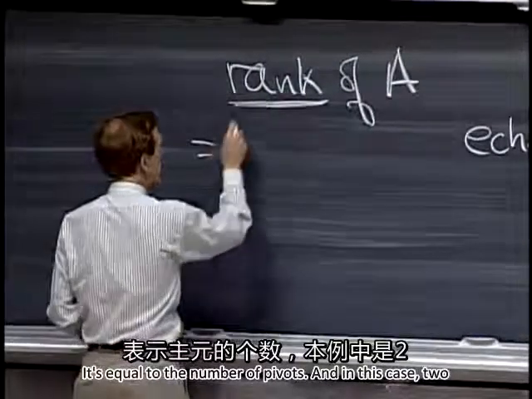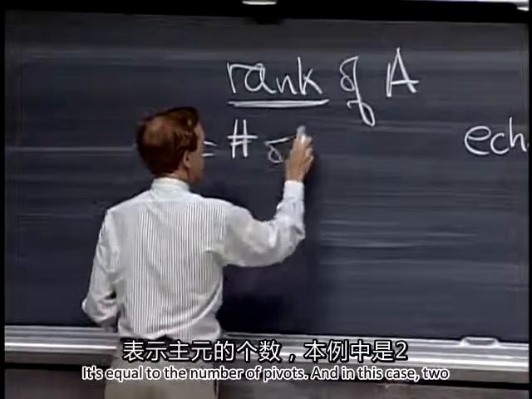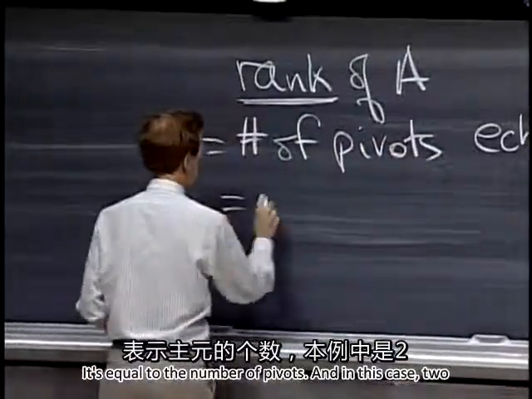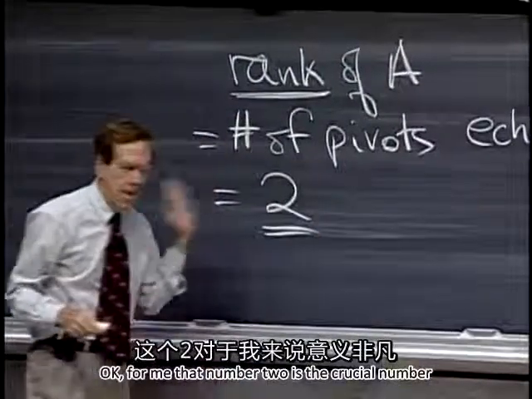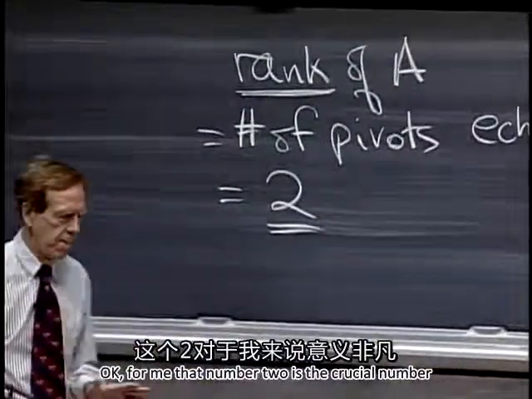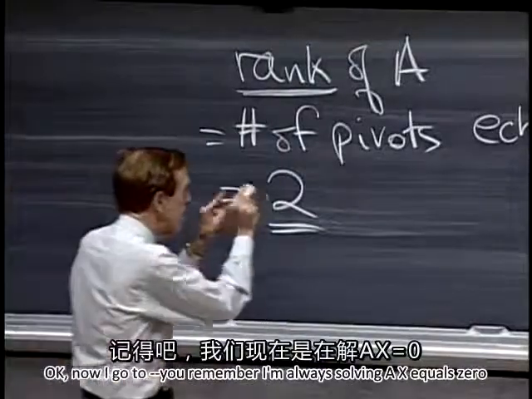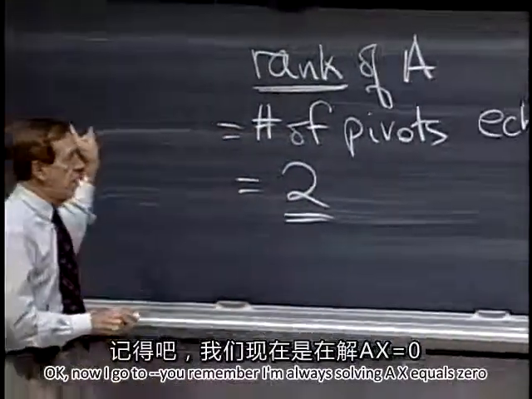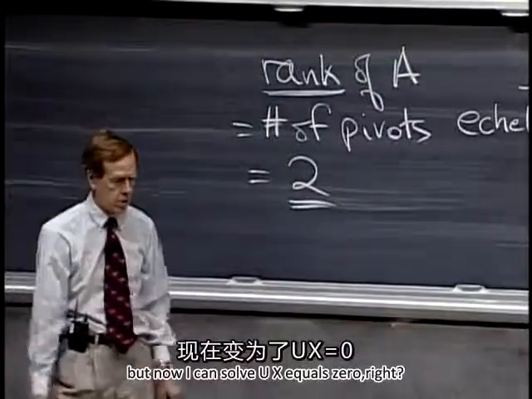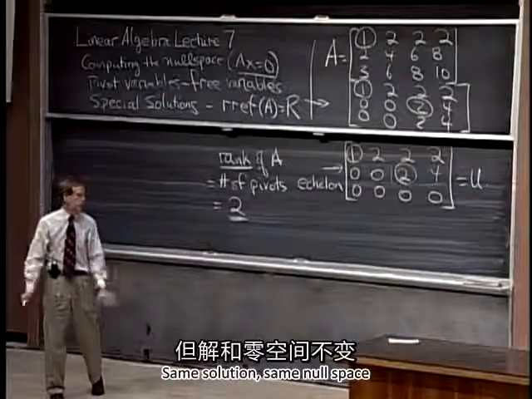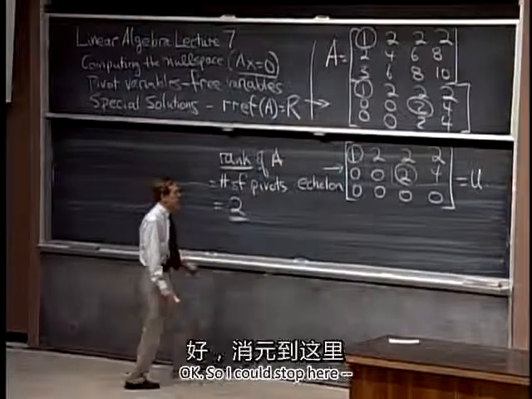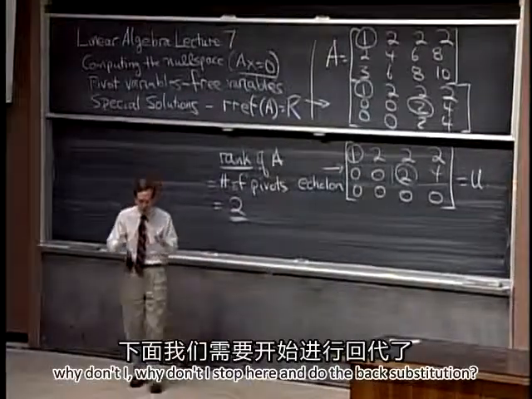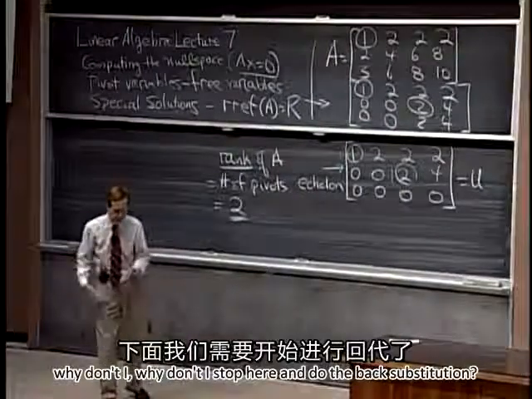It's equal to the number of pivots, and in this case, 2. For me, that number 2 is the crucial number. Now, remember, I'm always solving Ax equals 0, but now I can solve Ux equals 0, right? Same solutions, same null space. So I could stop here. Why don't I stop here and do the back substitution?